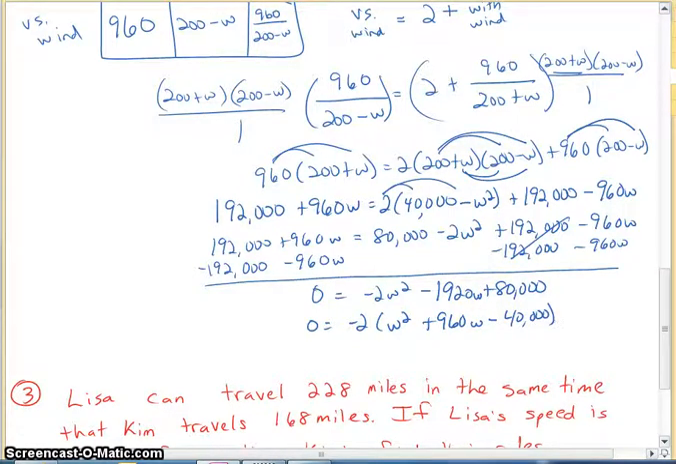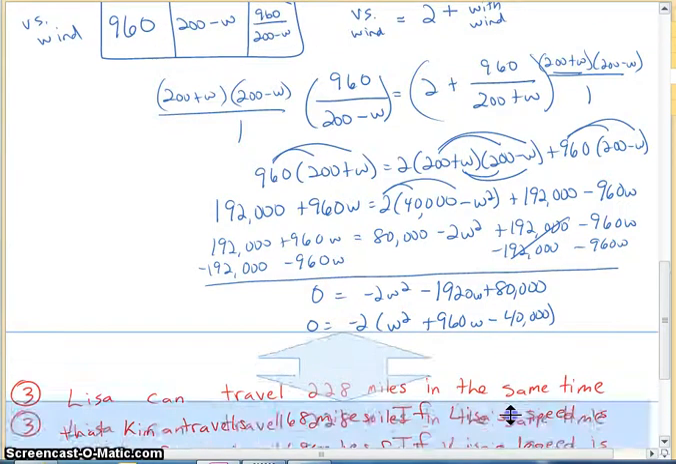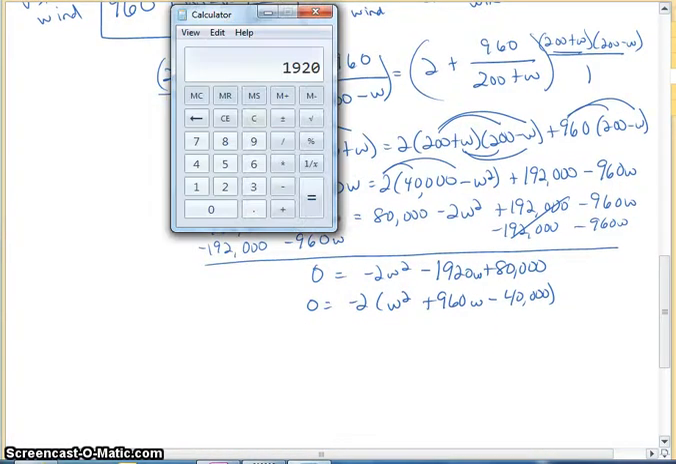So now I need to know what are the things that multiply to negative 40,000 and add up to 960. I'm going to try 40,000 divided by 400. Not quite. 40,000 divided by 45. Nope. So 40 and 1,000 will work. So it'll be a positive 1,000 and a negative 40.